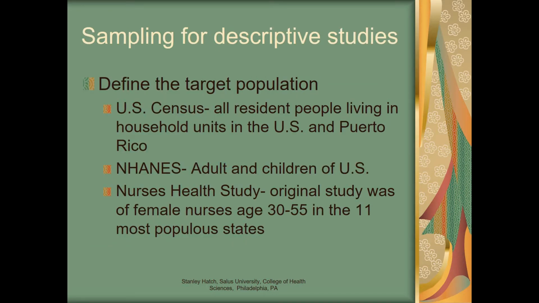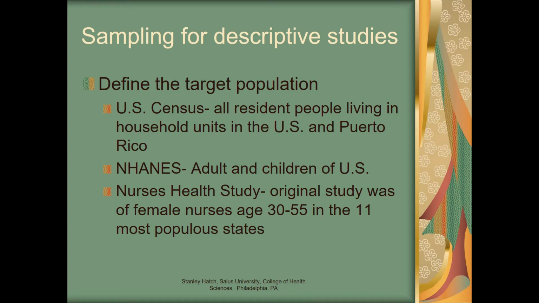Sampling for descriptive studies involves defining the target population. So for the United States Census, for example, the target population is all residents living in household units in the United States and Puerto Rico. Whereas the National Health and Nutrition Examination Survey's target population is adults and children of the United States, not necessarily related to their household units, simply the total number of people.